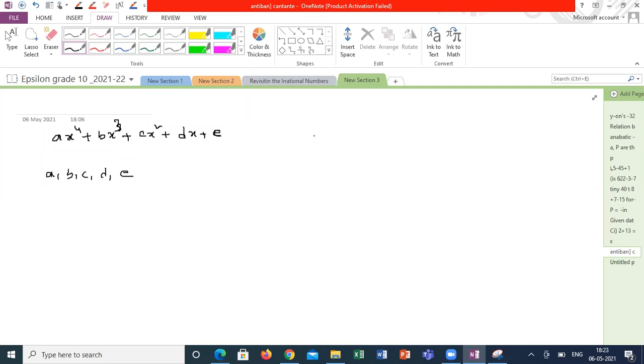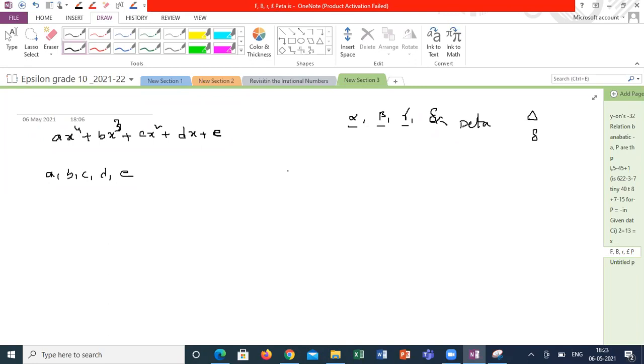of this polynomial. In this case, how many zeros of the polynomial are available? 4. I am assuming these zeros are alpha, beta, gamma, delta. The symbol is known as delta. We will get different symbols with the same name. This is also called delta. Alpha, beta, gamma, delta.